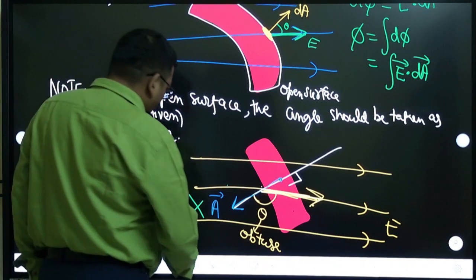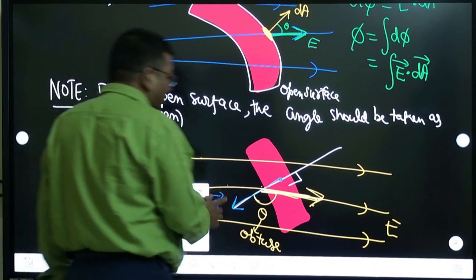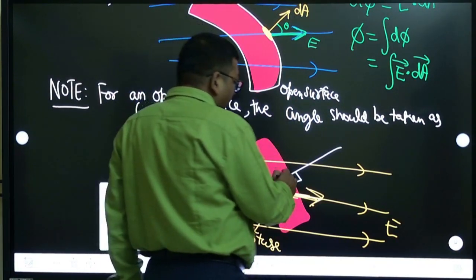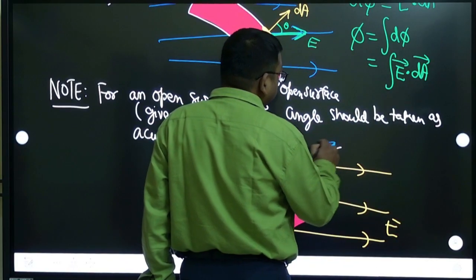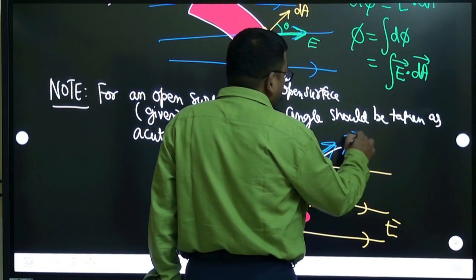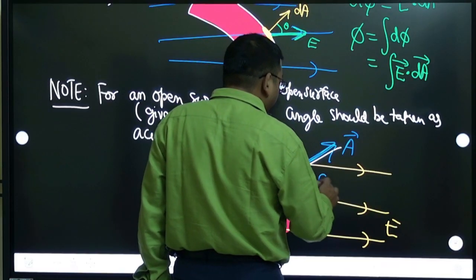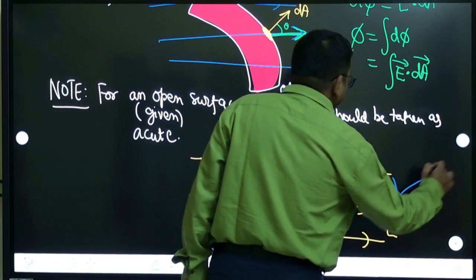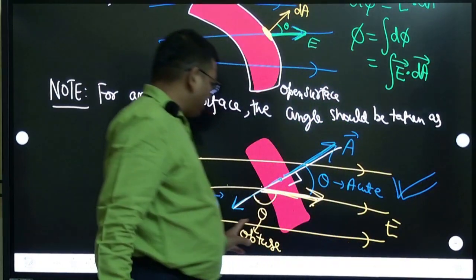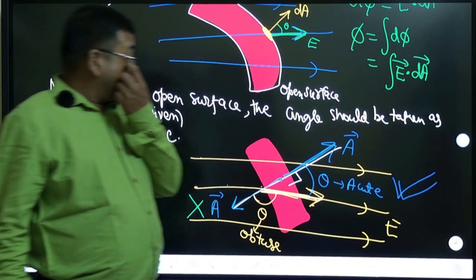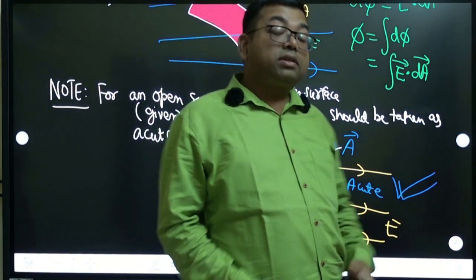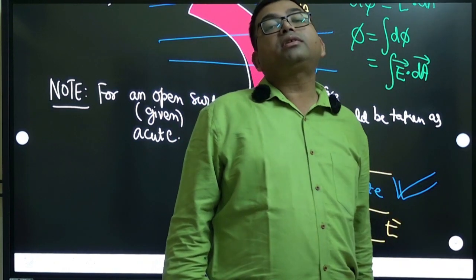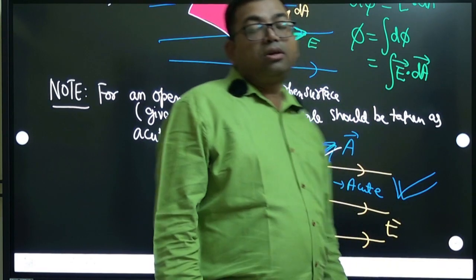So which area vector? Normal can have only two directions, either this side or that side. So we must take this side, because this area vector, if you choose, will make an acute angle here. This we can take, this we should not take. That is the idea. For an open surface, both possibilities are there. But for a closed surface, there is a fixed direction of normal.